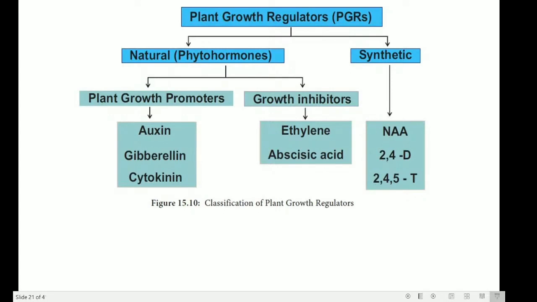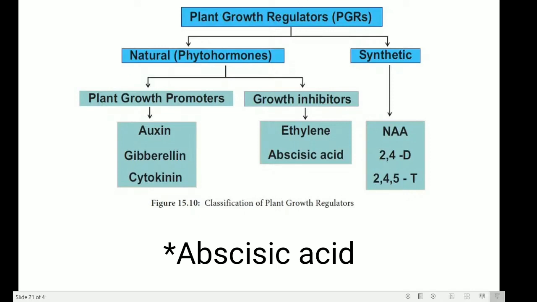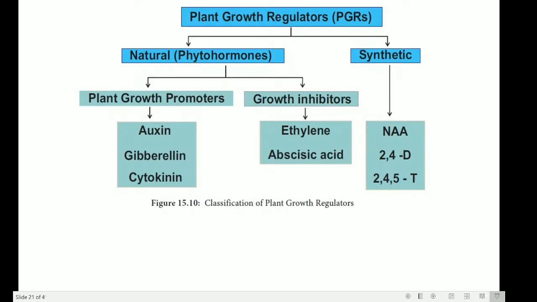Okay, what are plant growth promoters? Plant growth promoters help the growth of the plant and production of materials, and they are auxin, gibberellin and cytokinin. The growth inhibitors are ethylene and abscisic acid. In the upcoming slides I will also explain the use of these hormones. Some of the synthetic hormones are NAA and IAA.